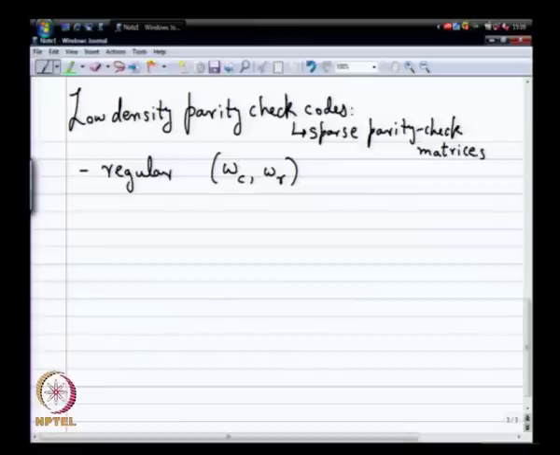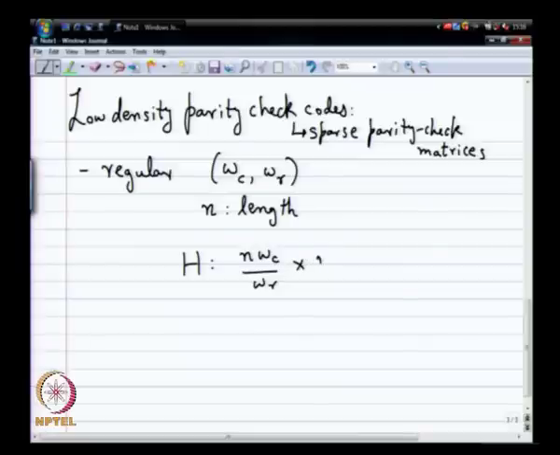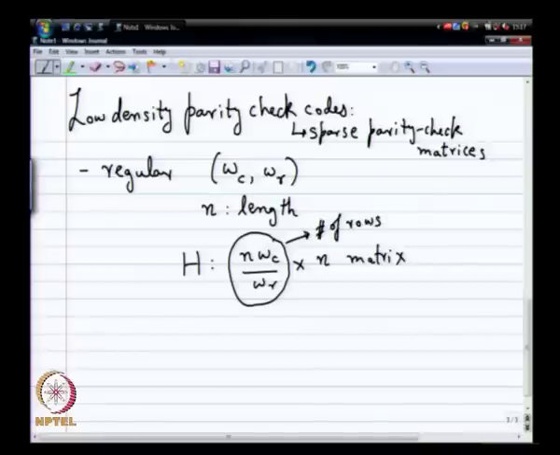Okay. And in particular one type of code is the regular code, where each column has WC ones and each row has WR ones. So, if your block length is n, then your parity check matrix will be an n times WC by WR matrix, n columns wide. This quantity here is the number of rows, and you can show that. It is not too difficult.